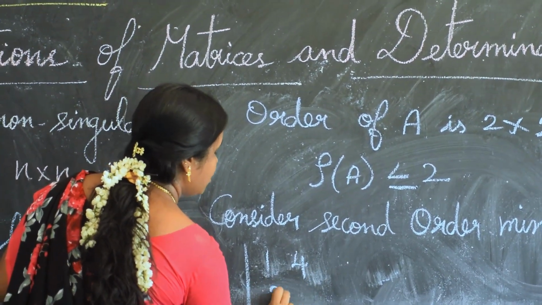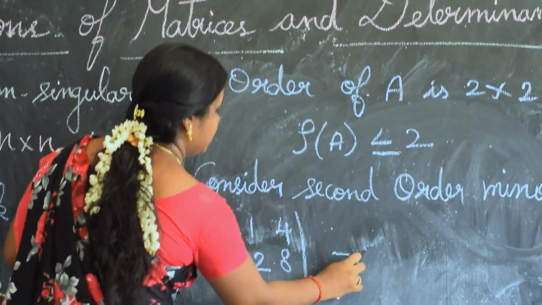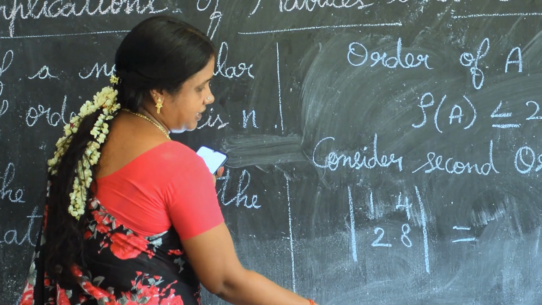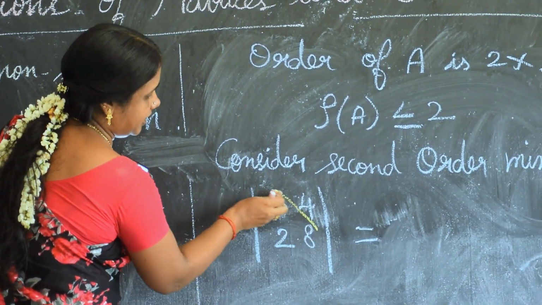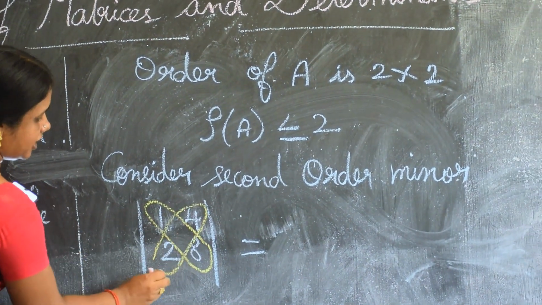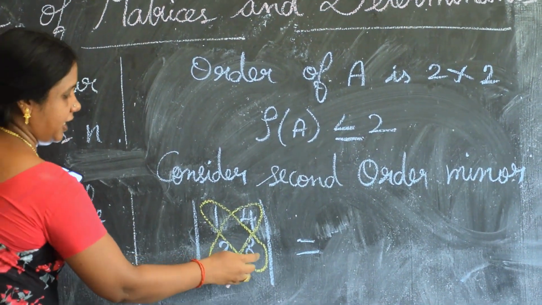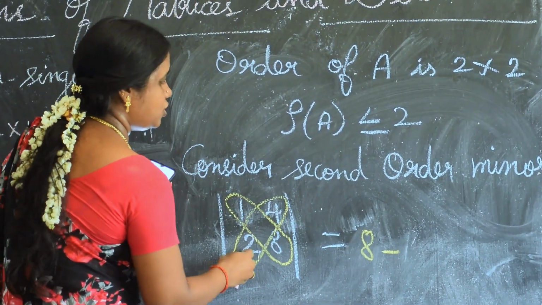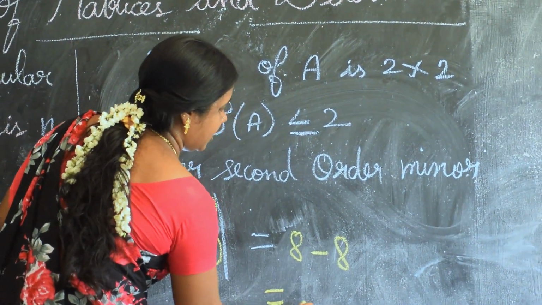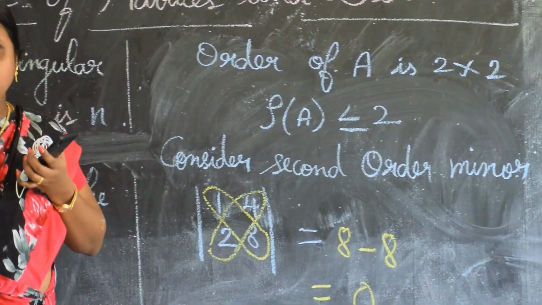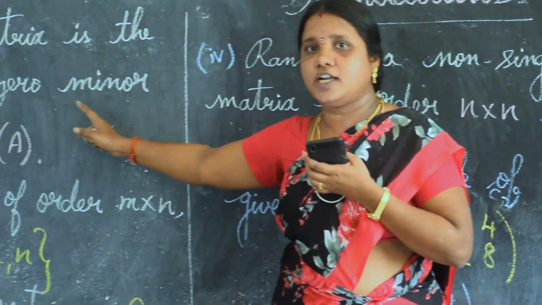Determinant 1, 4, 2, 8. Find the value here. Now you have to multiply the leading diagonal. That means you have to multiply this. Then this you have to subtract. Multiply 1 8 is 8 minus 4 2s are 8. Here we got 0. But our definition is it is the largest non-zero minor.